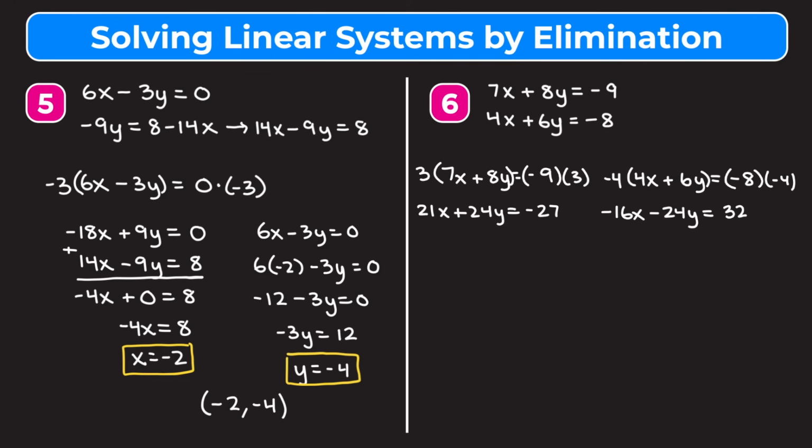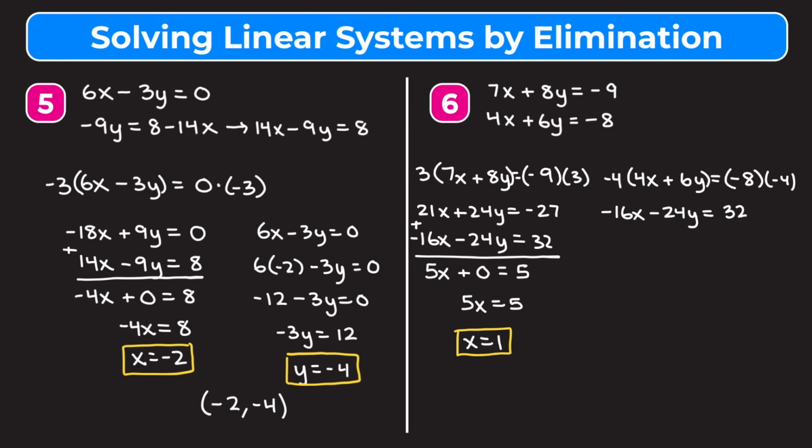And now I'm going to move my second equation under my first one so I can eliminate. So negative 16x minus 24y equals 32. And I want to add down. So 21x plus negative 16x is going to give me a 5x. 24y plus negative 24y is 0, so 5x plus 0. And on the right side, negative 27 plus 32 is 5. So I really have 5x is equal to 5. And now I just divide both sides of my equation by 5. And I get that x is equal to 1.